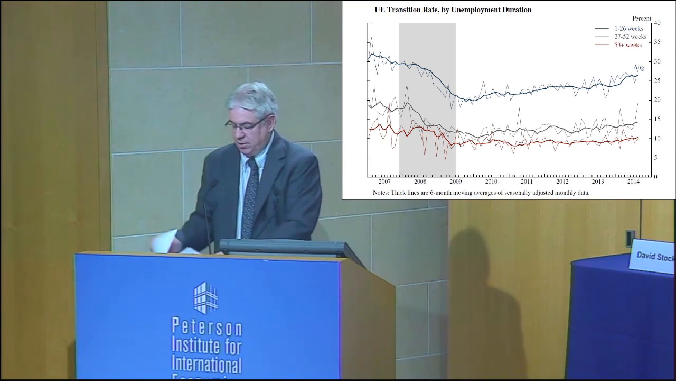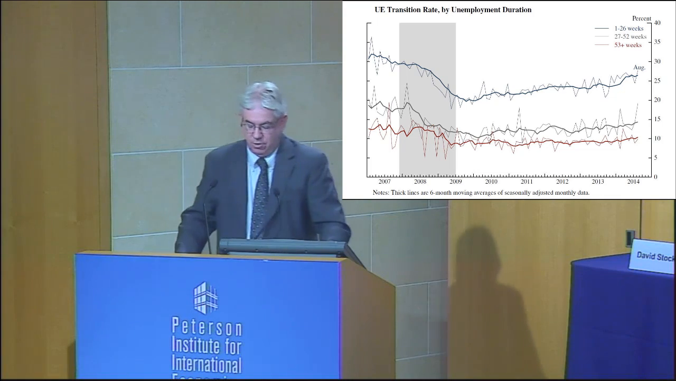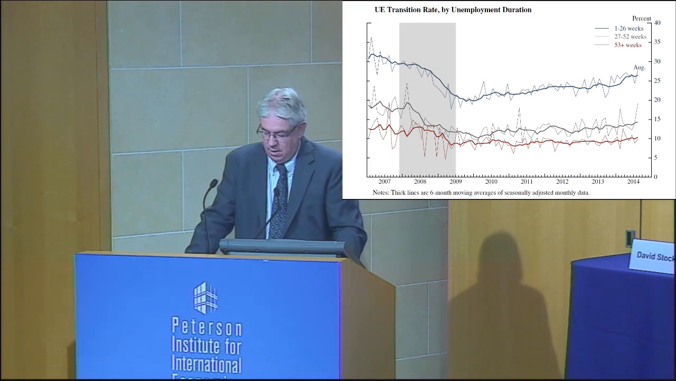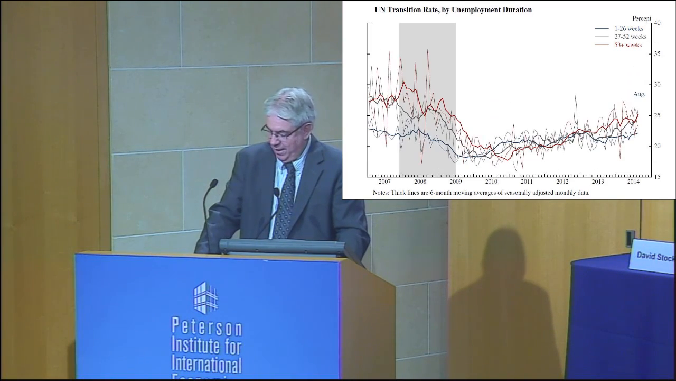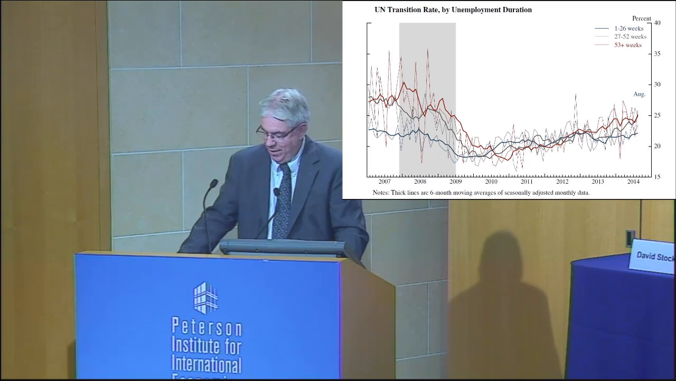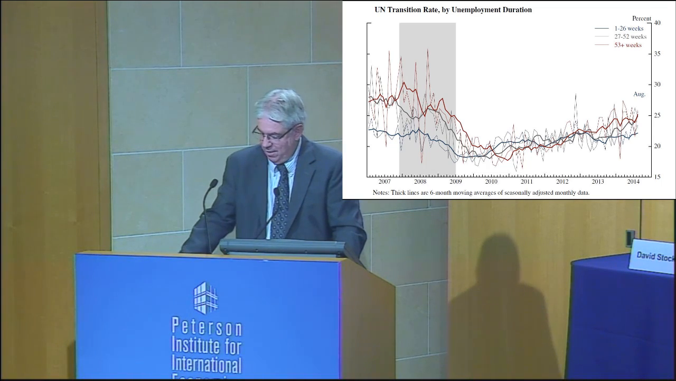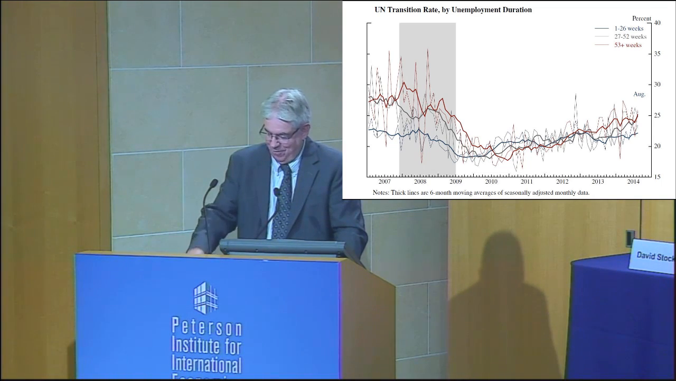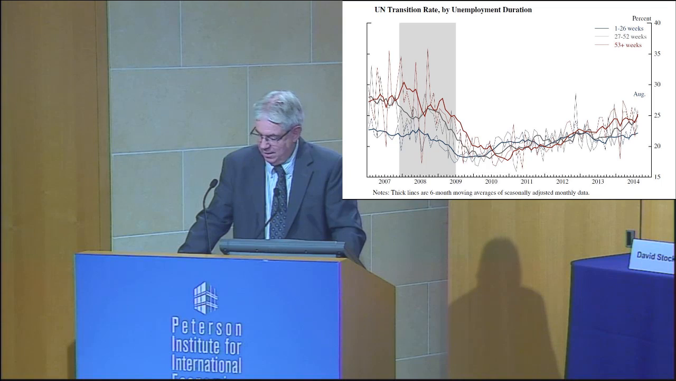And then the last one shows the same thing, except these are transitions from unemployment to out of the labor force by duration of unemployment. In this case, the bottom line at the end is the short-term unemployed, the middle line close to the end is the medium-term unemployed, and the upper red line is the long-term unemployed. And here, again, these things move around a lot, but there has been some increase in transitions out of the labor force for both the medium-term and longer-term unemployed.